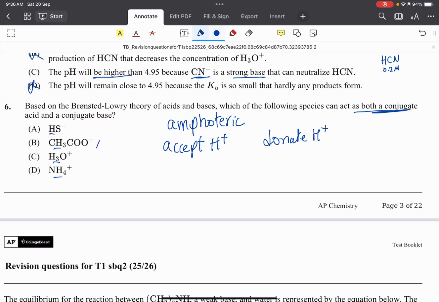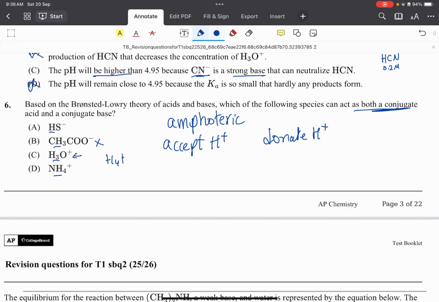This one doesn't have an H plus to donate, so it cannot be the answer. This one can donate H plus, but it cannot accept. I'm not going to have H4O2 plus. So not an amphoteric. Same thing over here. We can have an H3, but we don't have an H5 plus 2. The only one is this one.